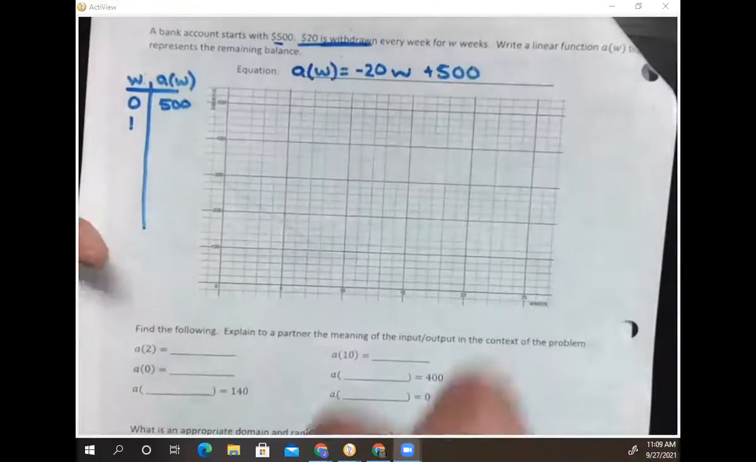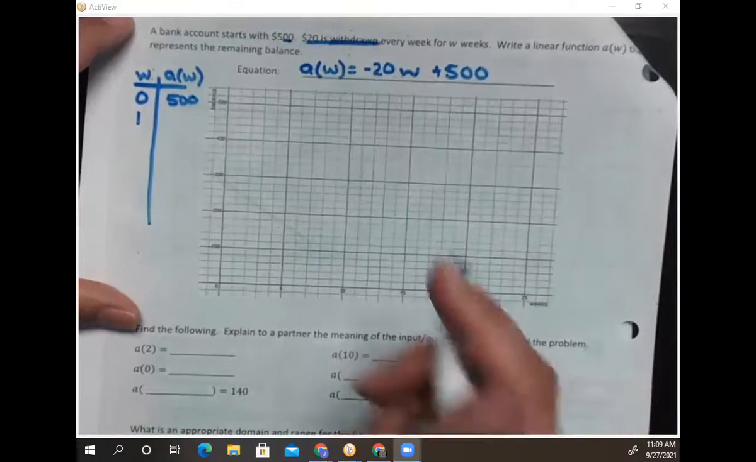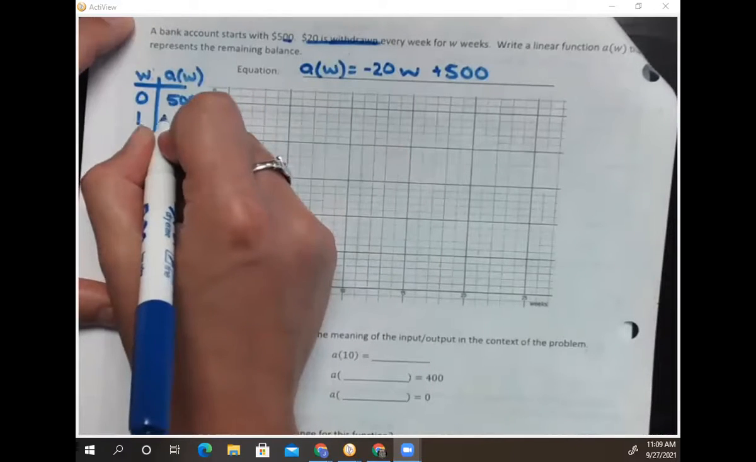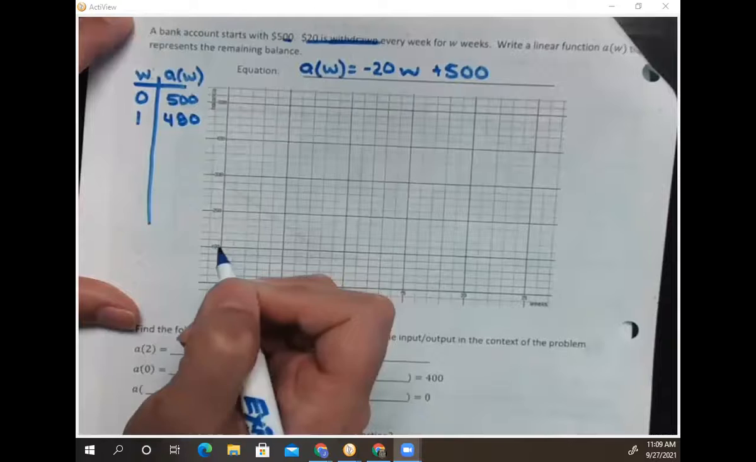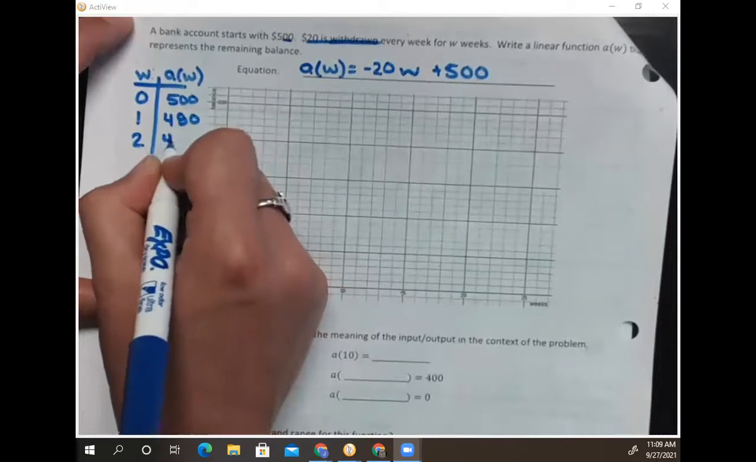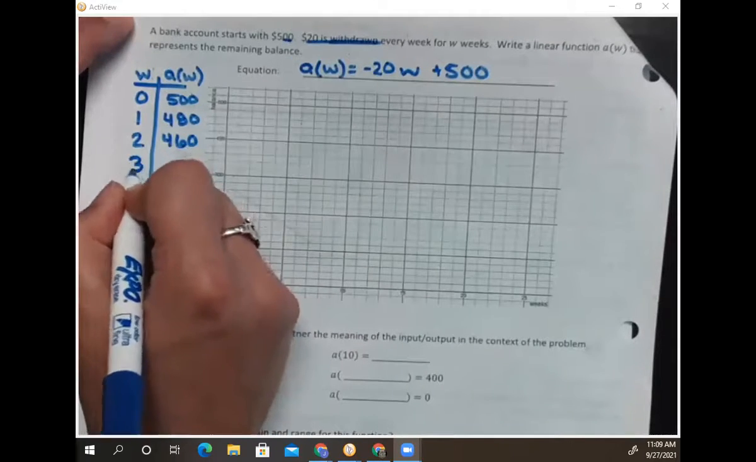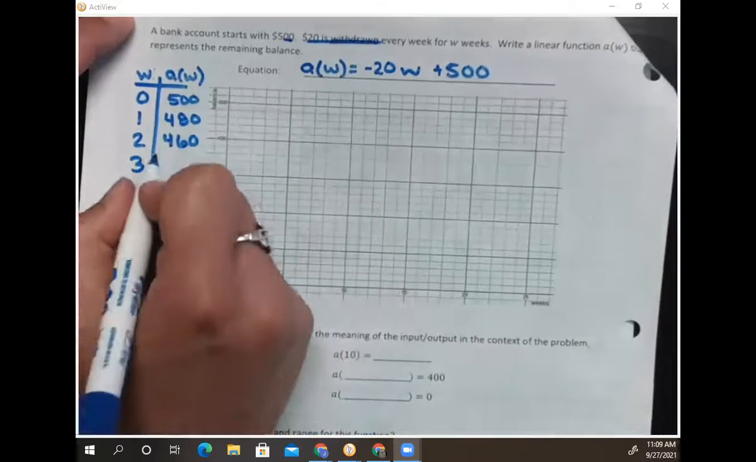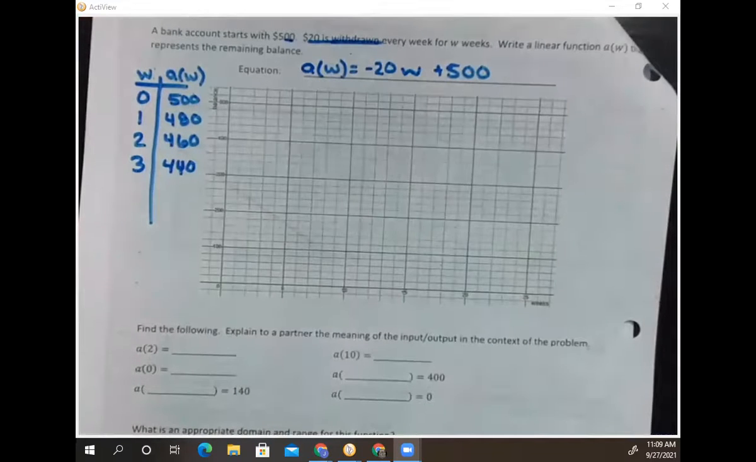That first week, I take out $20. So my total is going to go down by 20. So this would be $480. The second week, I'm going to take out $20 more. So now I'm at $460. The third week, I take out another $20, and now I'm at $440. Does it make sense what we're doing here? Every week I take out $20, so I have to take 20 off of that total.